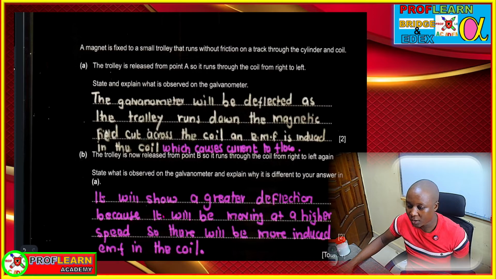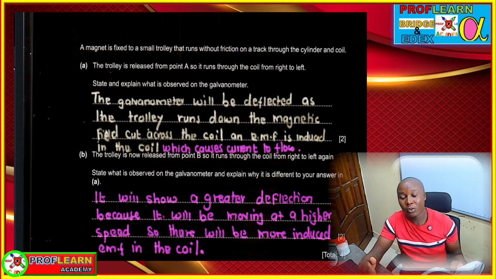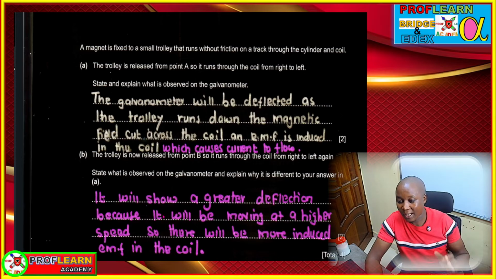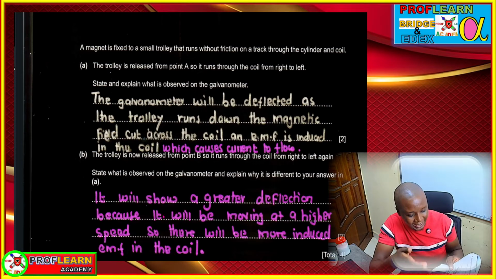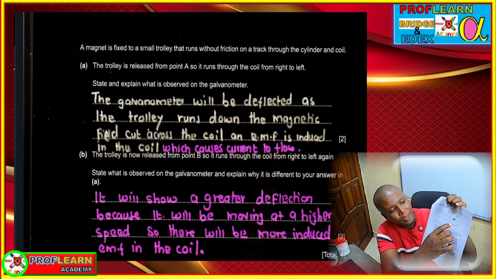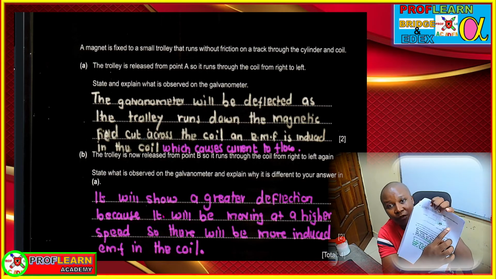It's because as the trolley runs down, the magnetic fields are cut across the coil, and an EMF is induced in the coil, which causes the current to flow. And once the current flows, the galvanometer shows a deflection. State and explain. The trolley is now moved. Now we have point A, and then it's moved to point B.